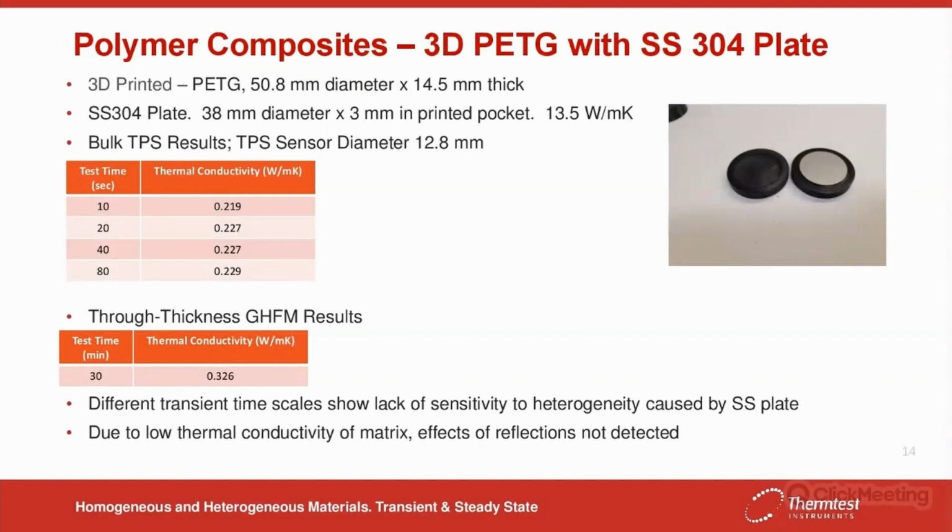the stainless steel plate. We did longer test times of 160 seconds and 320 seconds, and we were starting to hit the edges of the material in another direction. Again, we're measuring bulk, but you can see that in this case, our results hadn't changed. So we're basically not sensitive to that. The thermal conductivity through the thickness by GHFM showed a small increase, of course, due to the series of resistance when you introduce stainless steel, which would decrease the thermal resistance and increase the thermal conductivity.